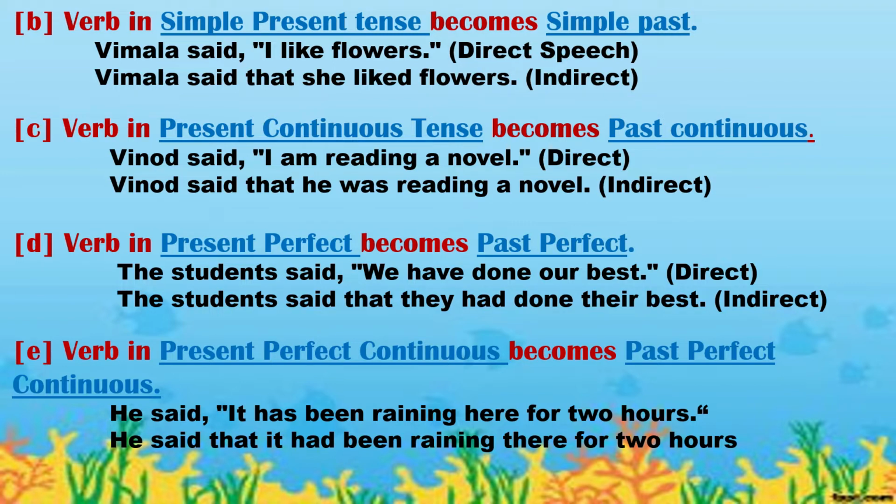And then finally, verb in present perfect continuous becomes past perfect continuous. Example, he said, "It has been raining here for 2 hours," is a direct speech. He said that it had been raining there for 2 hours is an indirect speech. The present perfect continuous in direct speech changes into past perfect continuous in indirect speech.